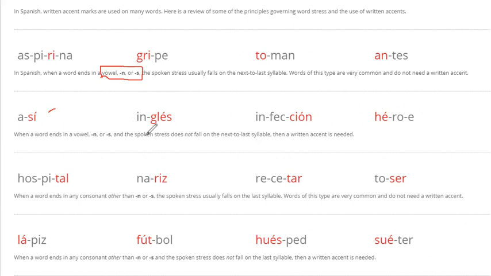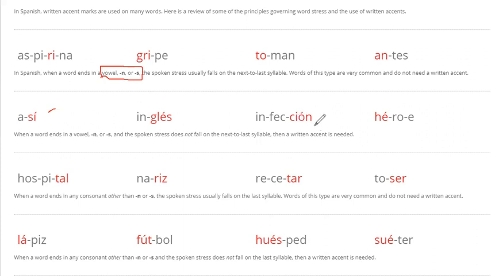Let's look at the next one, Inglés. Inglés, the stress is on that glés, on the last syllable, but it ends with an S. And since it ends in an S, it's supposed to be on the second to last syllable, but because it's not where you pronounce it, you stress it right here. Because it violates the natural rule of being the second to last, we have to mark that with a written accent mark. So we put an accent mark on that vowel, Inglés, on the E.